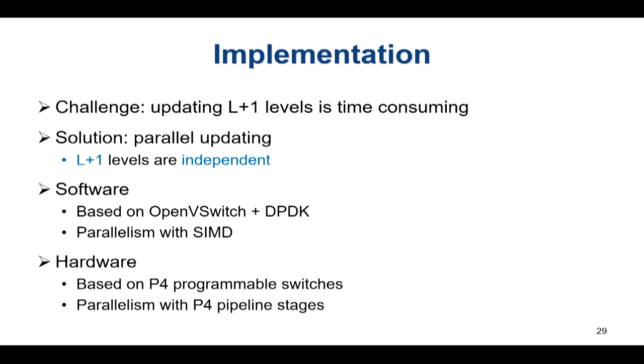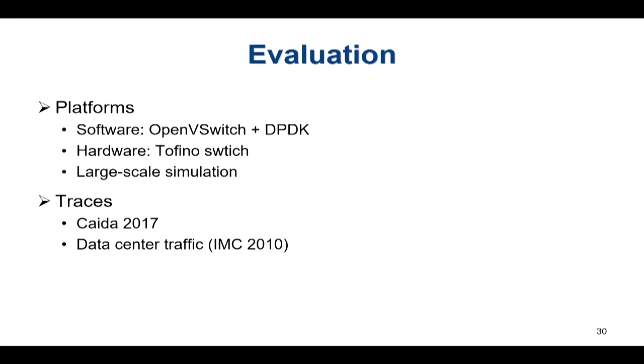We have built a prototype of SketchLearn. The major challenge in the implementation is that SketchLearn needs to update many levels, which is very time consuming. Our solution is to parallelize the updating because the levels are independent. Our software implementation based on OpenVSwitch and DPDK utilizes the same technique, and our hardware prototype is built on a P4 switch. We just distribute the updating into P4 pipeline stages. Our evaluation shows that such implementations can achieve line rate in both software and hardware platforms. We also built a simulation platform for large-scale experiments.